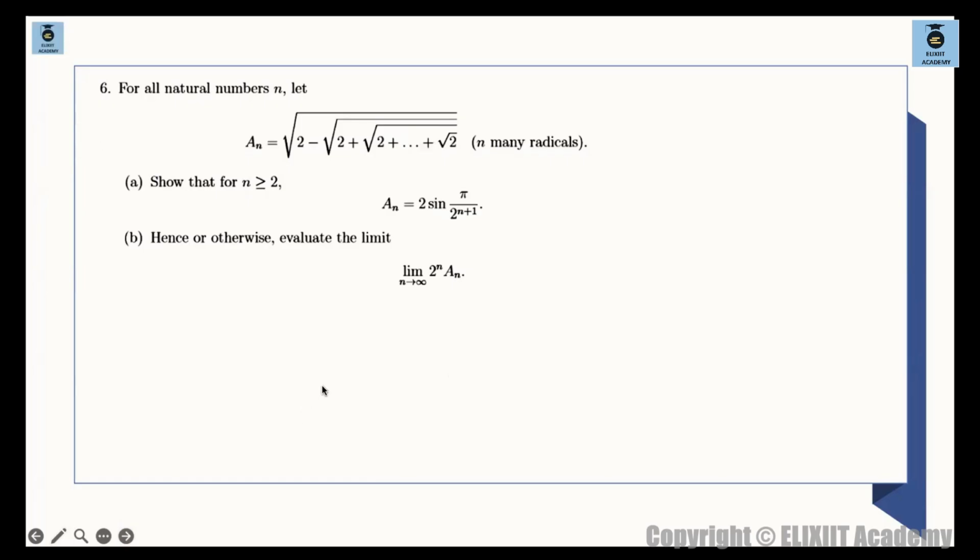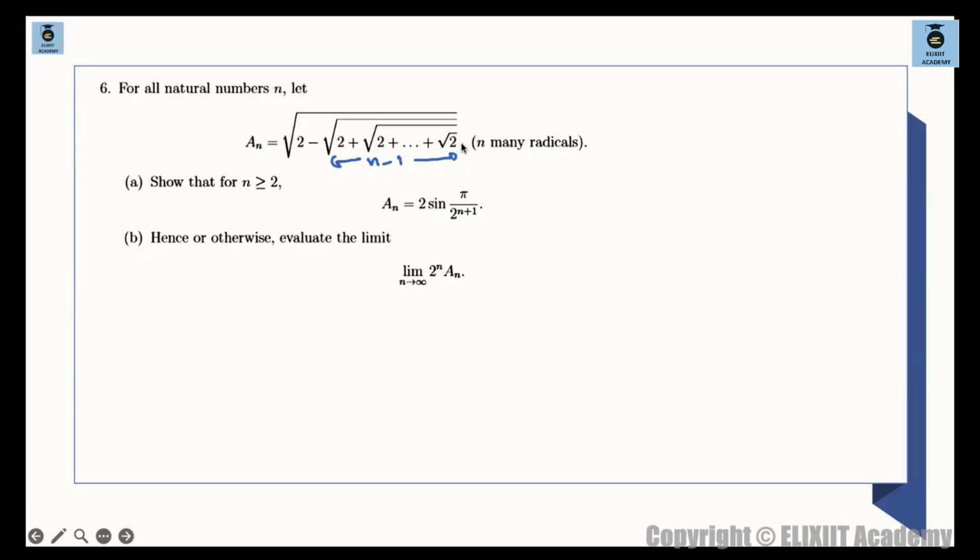So look, we are having square root of 2 minus square root of 2 plus, and the remaining signs are all plus. We are having n many radicals over here. These are n minus 1 terms. N minus 1 radicals are there. So first I'm dealing with this bracket, first I'm dealing with these square roots over here.